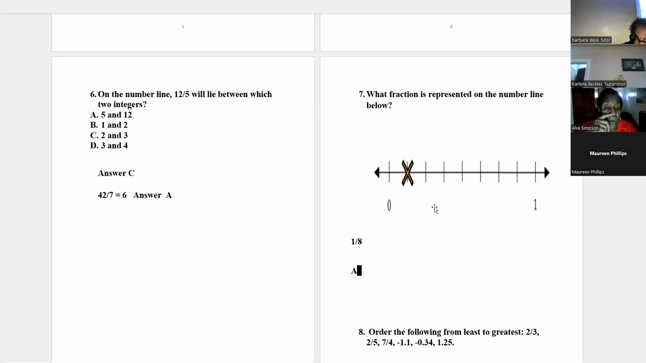Okay, I understand now, Ms. Barbara. Because this is 1, and it's between 0 and 1, the whole thing is between, so all the hash marks represent eighths. So the fraction will be 1/8. Okay. What would that be as a decimal, Maureen?